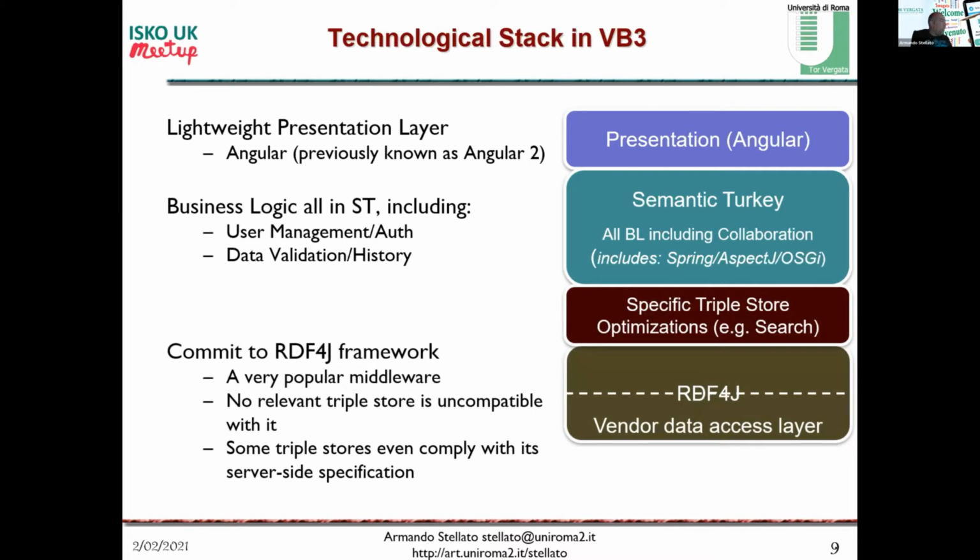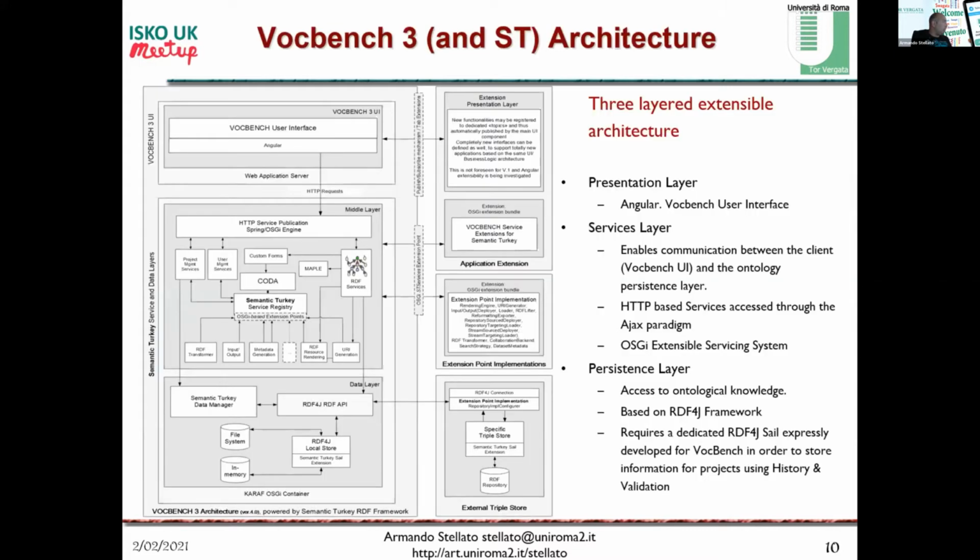For example, the search. GraphDB, which is a triple store compliant with VocBench, has its own way of storing indexes of all the resources within a dataset, especially the literal parts, or retrieving them. So in this case, there are special queries that can be used in SPARQL to activate this indexing, and these are exploited by VocBench when the connected triple store is GraphDB.